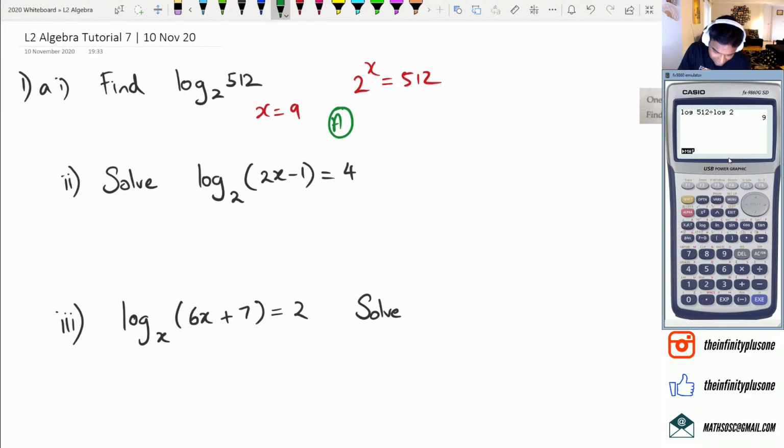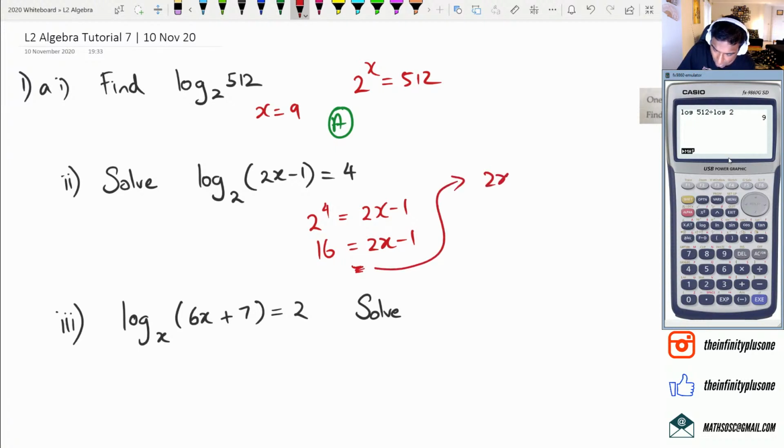Hope that you guys get questions like this, nice easy ones to start the paper with. Then we go to the second question. Now the second question, you have to do a bit more work. In that one, you have 2 to the power of 4 equals 2x minus 1. Now 2 to the power of 4 is 16, so 16 is equal to 2x minus 1. Rearranging this, 2x is equal to 16 plus 1, so 2x is equal to 17, and x is equal to 8.5. So another achieved question here, I believe.